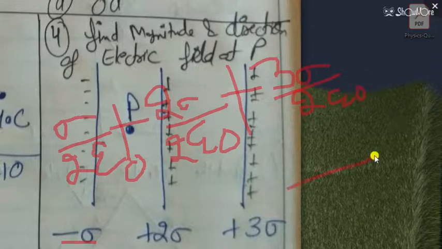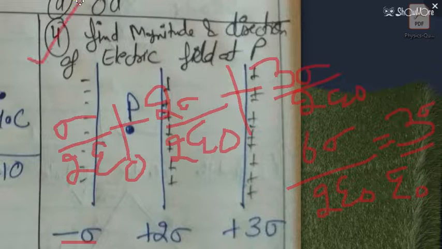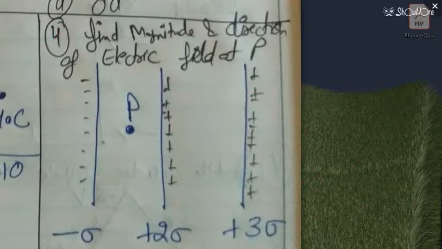So your answer comes out to be, you can take the LCM, 2 epsilon naught, and in numerator 3 plus 2 plus 1, 6. So this will be the answer, 6 sigma by 2 epsilon naught. You can write it as 3 sigma by epsilon naught also. I hope question number 4 is also clear. So we have discussed 4 questions till now, and now I am discussing the last question.